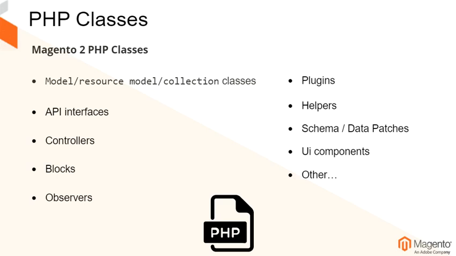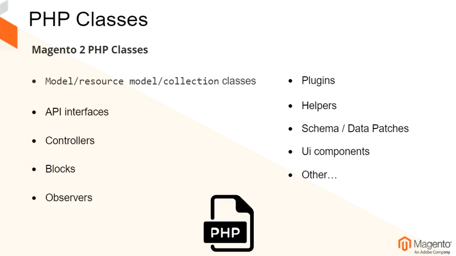Observers. Magento 2 fires events in different places along its execution flow. Developers can create observer classes that will react to events. Plugins. Plugins are a very powerful customization technique. Plugins can be thought of as a wrapper around any public method of any class. A developer can modify a method's behavior by using plugins.